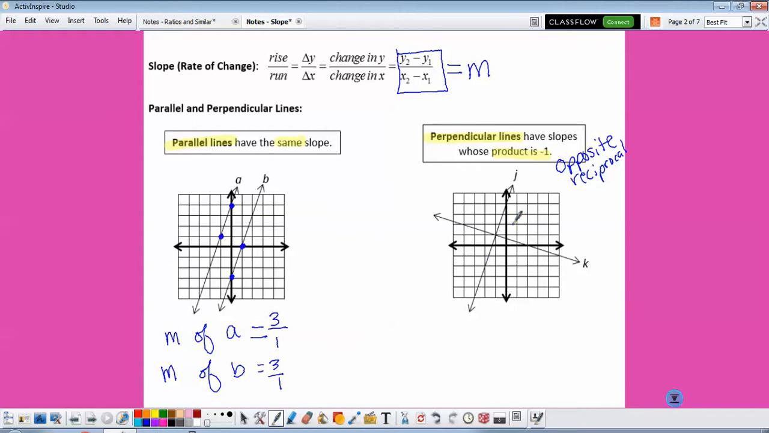For perpendicular lines, if I choose 2 coordinates, the slope of J is equal to 3 over 1. But for K, I go down 1 and over 3, so the slope of K is -1 over 3. So they're opposite because this one's positive and this one's negative. And then reciprocal means flip over your fraction, so 3 over 1 and 1 over 3.